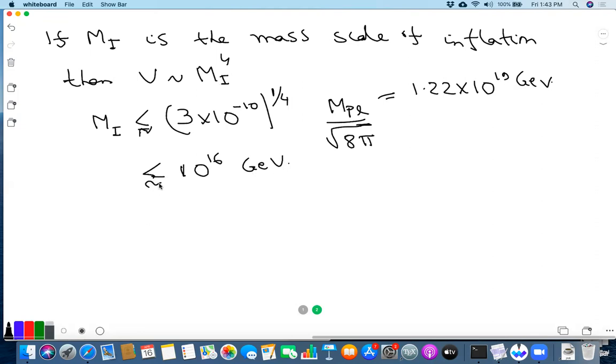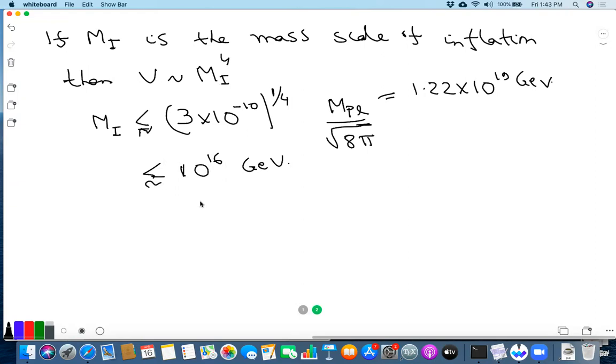So in other words, the non-observation of tensor modes to this date tells us that the inflation must have taken place at a scale that is less than 10 to the 16 GeV, because otherwise you would have seen the tensor modes by now. Is this okay? Are there questions?